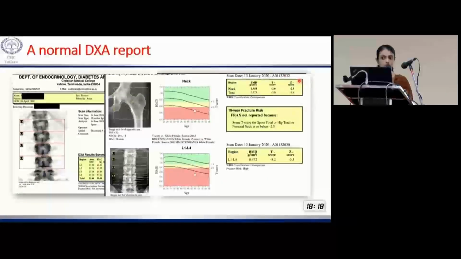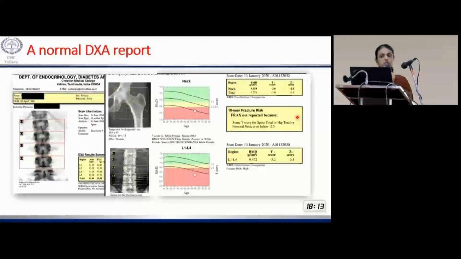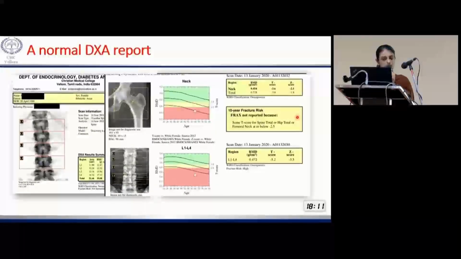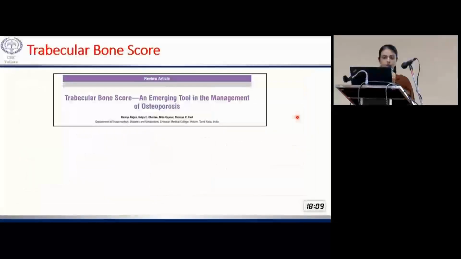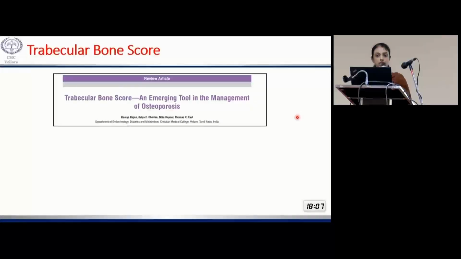However, her Z scores are also low, which means she's faltering compared to her peers. Look for secondary causes, and this lady had multiple myeloma. So now let's look at some of the other measures.